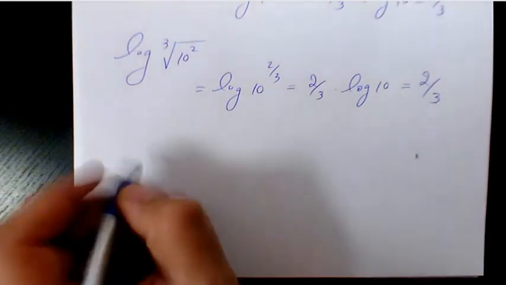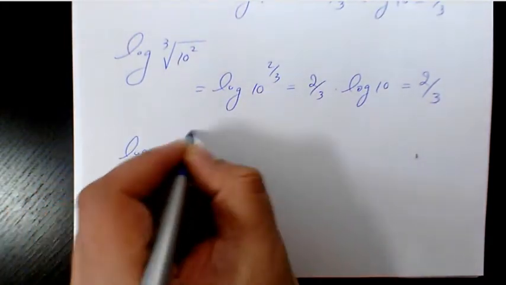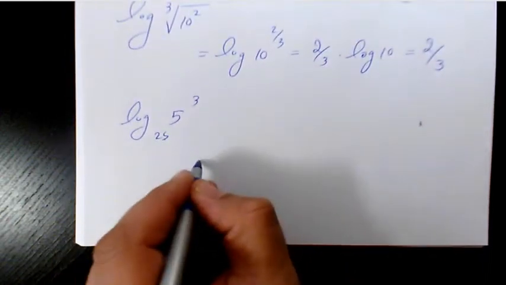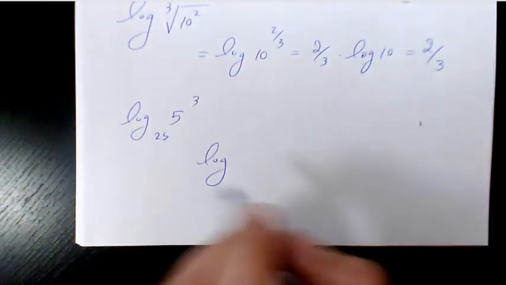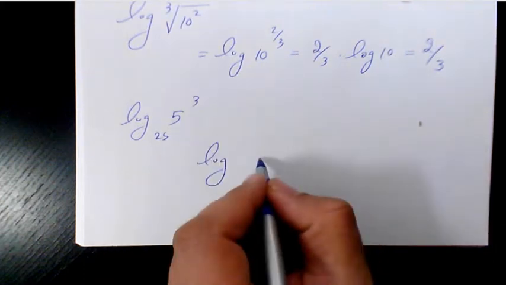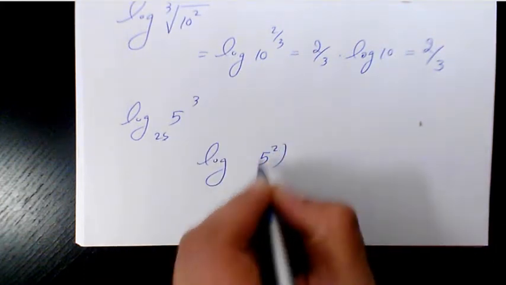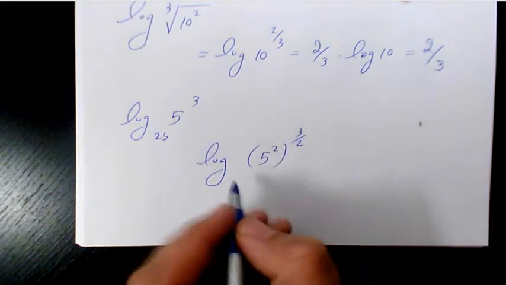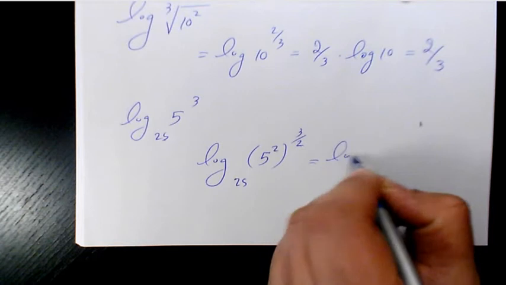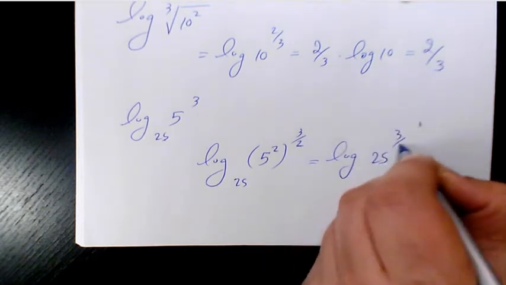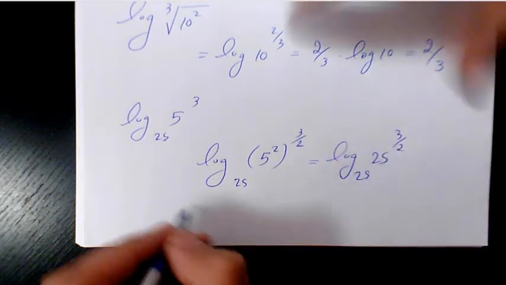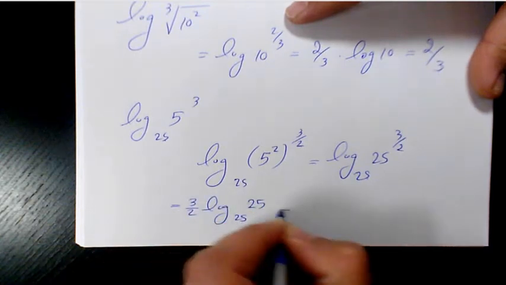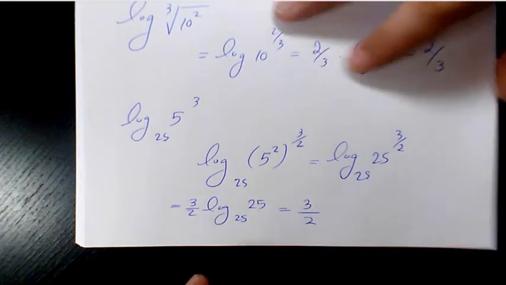Next example, log 5 to the power of 3 base 25. I need to make these two the same. Instead of 5, I'm going to write 5 squared, so this one is supposed to be 3 over 2, because 3 over 2 times 2 is going to be 3. Then I can change it to 25 to the power of 3 over 2 base 25, and that's going to be 3 over 2 log 25 base 25. That's going to be equal to 3 over 2.